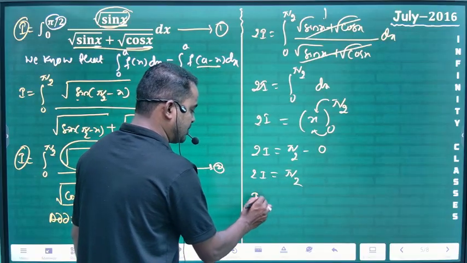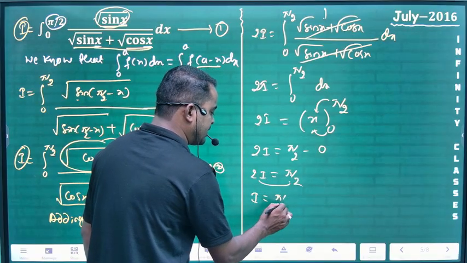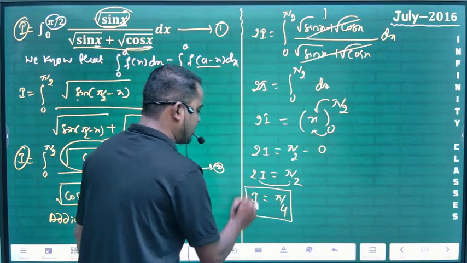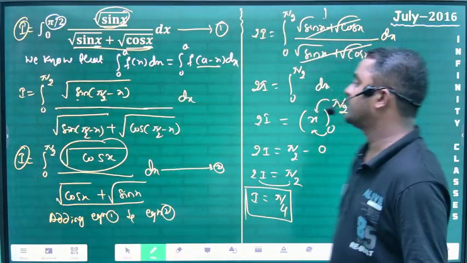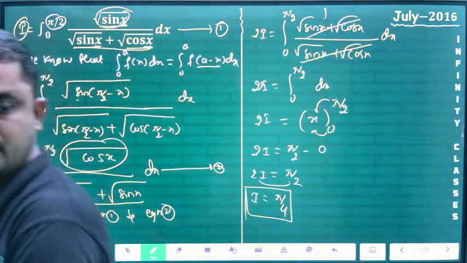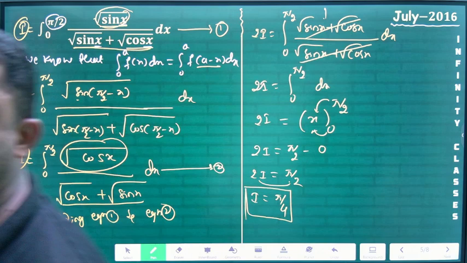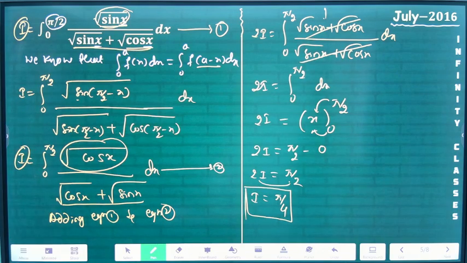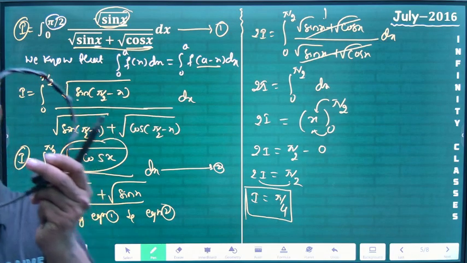Then I is equal to, 2 2s are 4, 5 by 4. In this way we have to solve the problem. So we have to solve like that. Pause the video and note it down. So these are very simple problems, we just have to follow the steps.